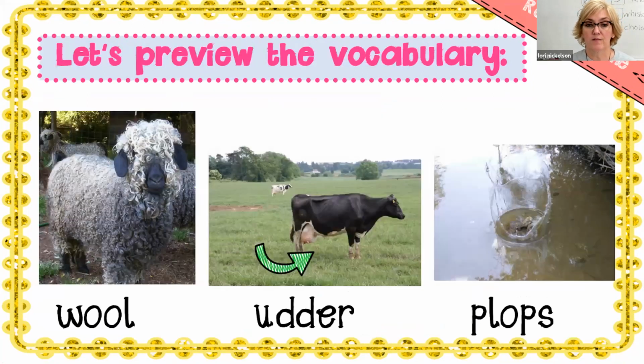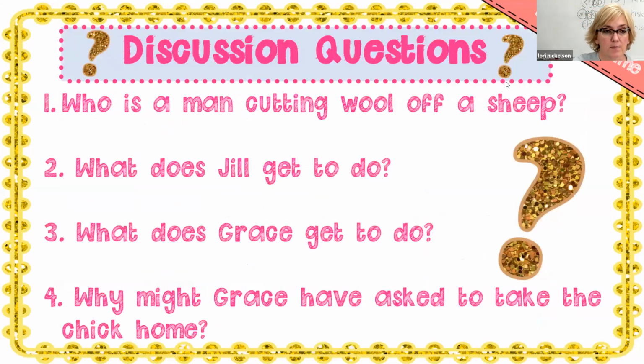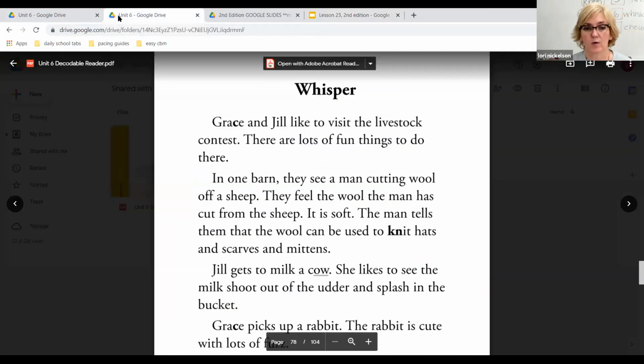So let's preview vocabulary. We have wool, a soft, thick hair of sheep. We have udder, the part of a cow that hangs down and releases milk. We have plops, drops or places something in a heavy way. So today we're going to read this story to learn which animal Grace likes best. So let's escape here and let's go to our story. Now we're reading the story, Whisper.